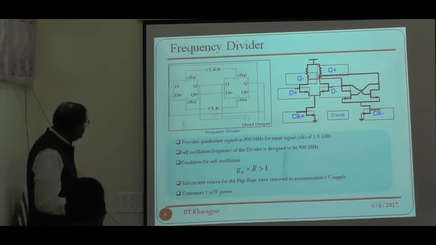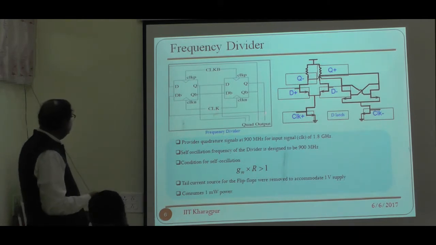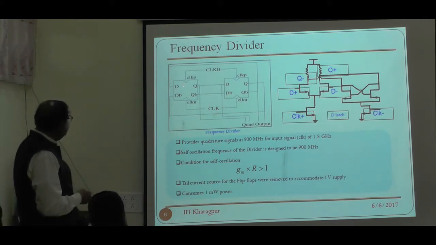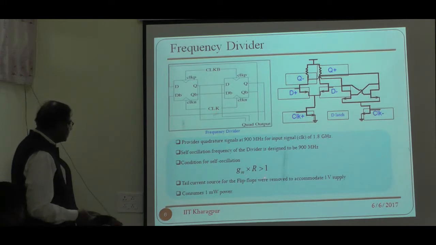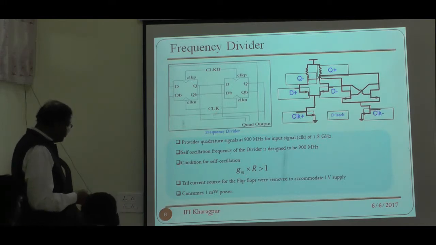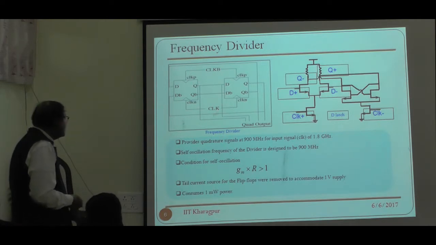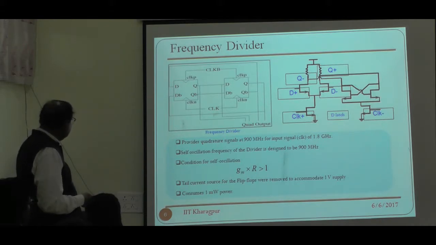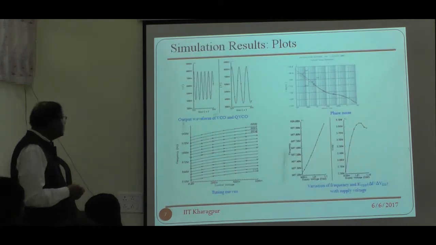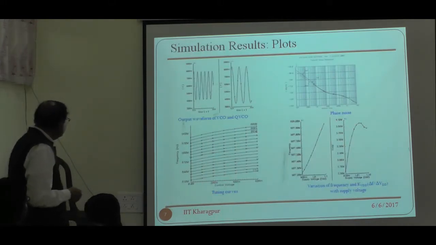For example, next is how to make that divider. That is a D flip-flop. So you can have those quadrature outputs, that is the in-phase and the quadrature-phase components. And the condition for sustained oscillations is G times R greater than 1. That I will do in the tutorial class. So remember the transconductance and the resistance, the overall resistance, which will explain what the value of R is and those things. Now, coming to the actual case.